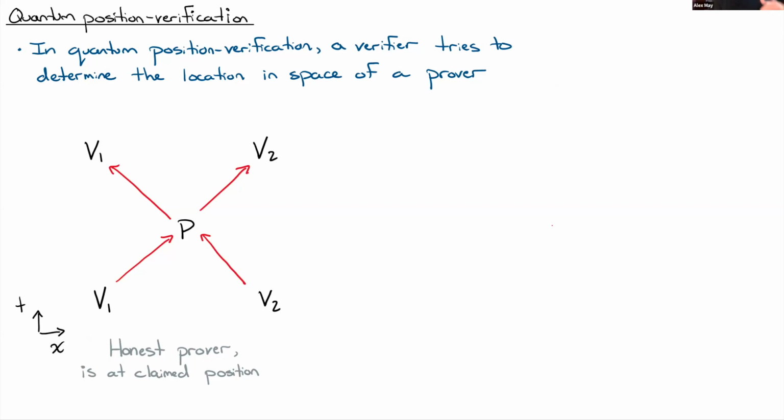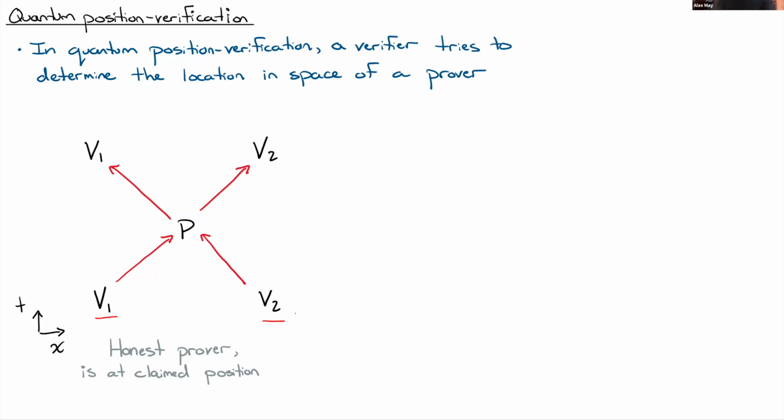Let me continue by describing in a little more detail the relationship to quantum position verification, and in fact, what quantum position verification is. In position verification, we have two players, a verifier and a prover. What the verifier is doing is trying to determine the location in space, the physical space-time location of the prover. The way that they're going to do this is the verifier is going to have two agents that are cooperating to try and check this position. I've called those V1 and V2.